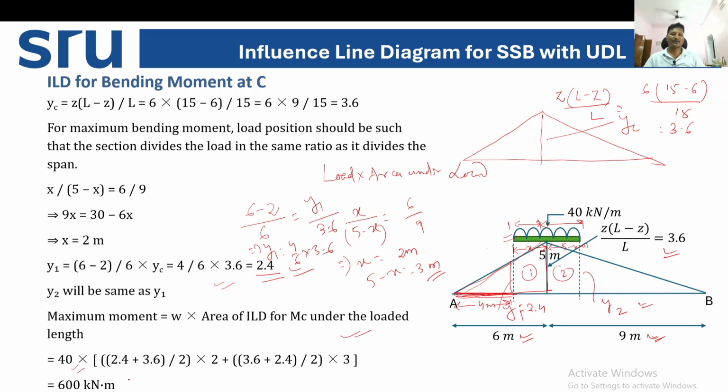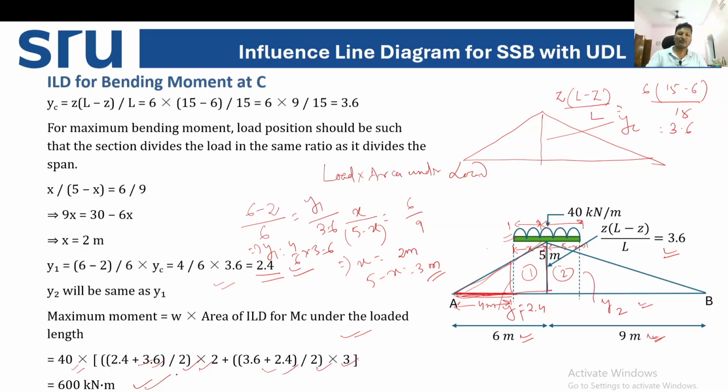Okay. So for trapezoid 1, what is your area? So (2.4 + 3.6) divided by 2, into the height 2, plus, on that side also, (3.6 + 2.4) divided by 2, into 3. So from this we can calculate 600 kilonewton meter.